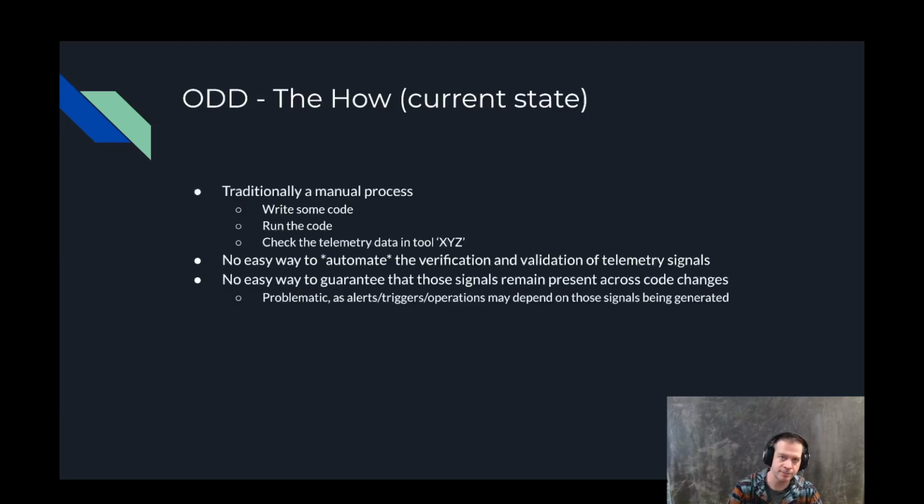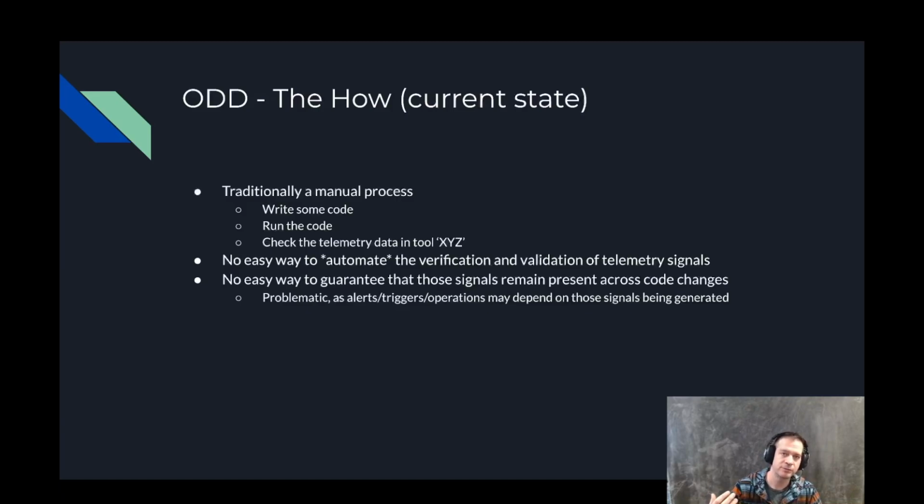The issue with this approach, other than it being manual, of course, is that there's no easy way to automate the verification and validation of telemetry signals. And then there's also no easy way to guarantee that those signals remain present across code changes. As an example, let's imagine that a log message is being used to generate an alert.